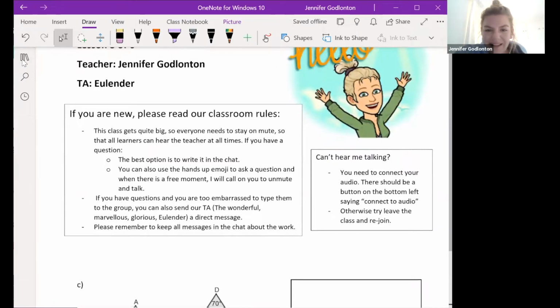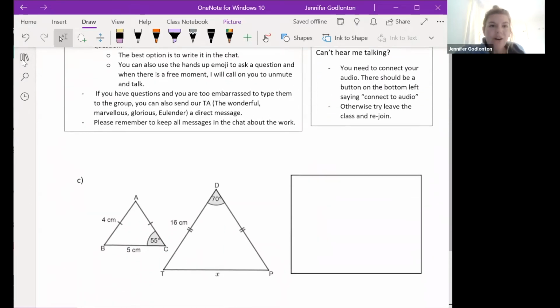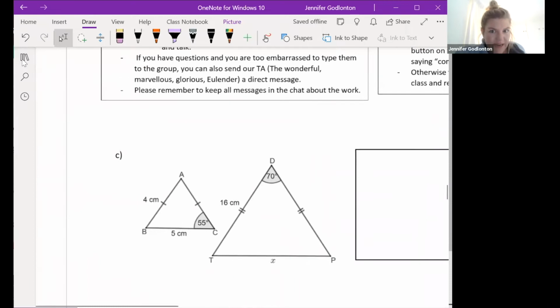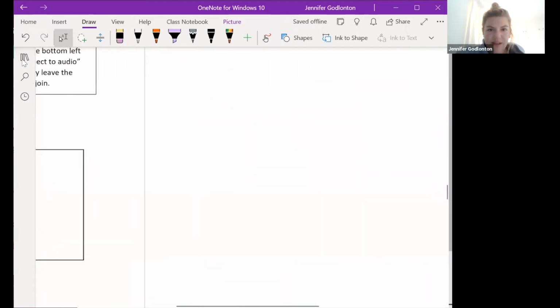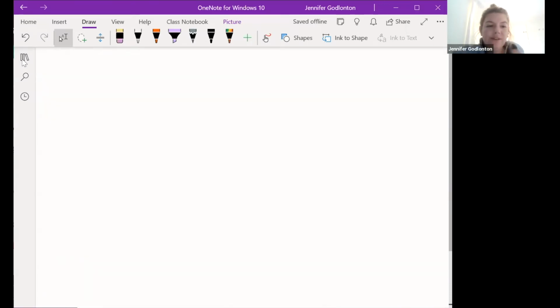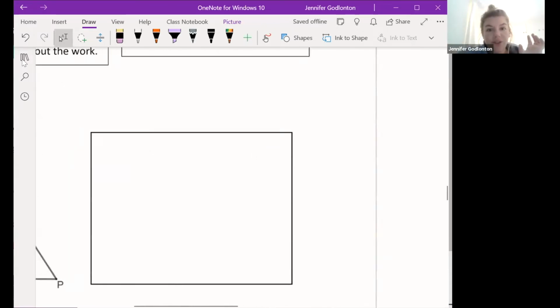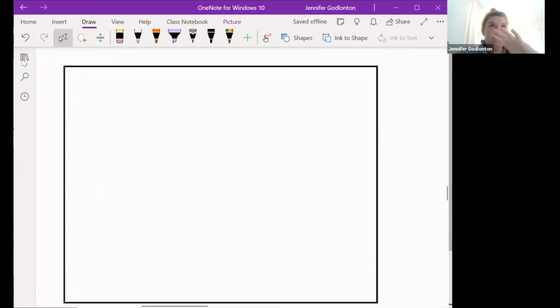Let's jump right in. On Thursday, we just started the idea of similarity. We first finished off congruency last week, and then on Thursday, we started similarity. So we just brought in this idea of similarity.